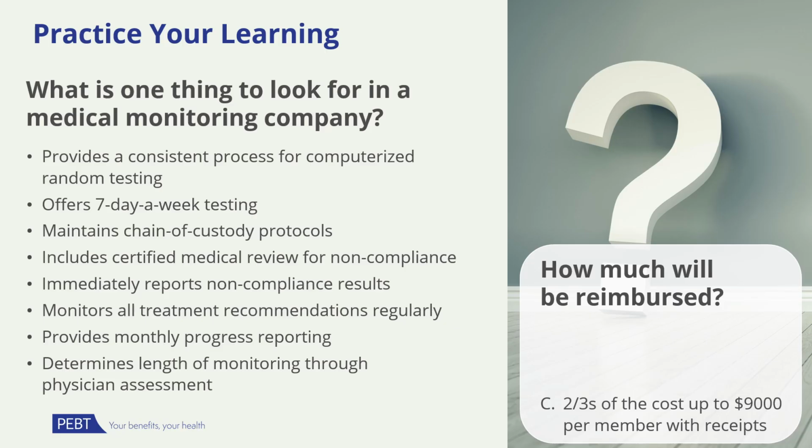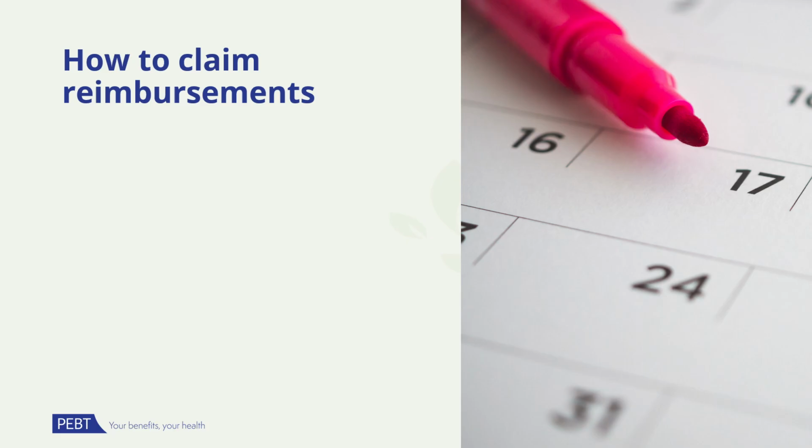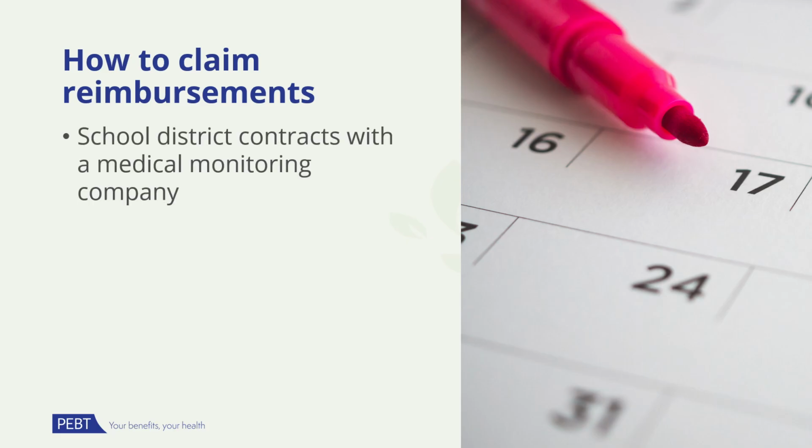2/3 of the cost up to $9,000 per member with receipts. How to claim for reimbursement. Consistent with long-standing best practices, the school district will select and contract directly with the medical monitoring company.